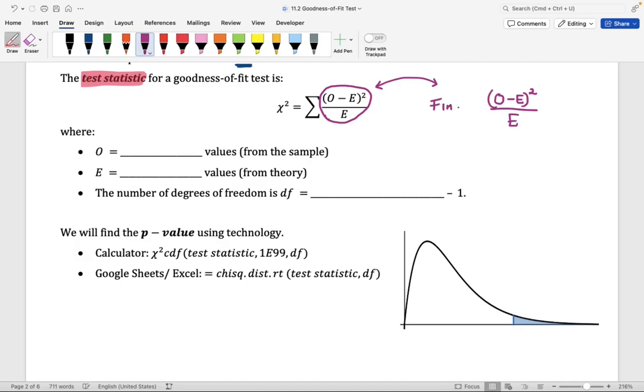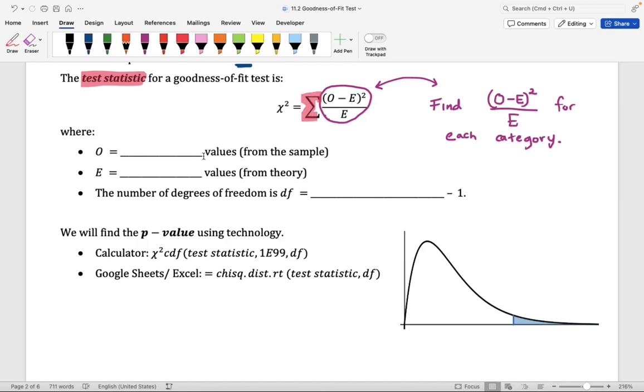We're going to find this value for each category. For each category, we're going to have an observed value and an expected value. For each category, we're going to take the observed value minus the expected value squared, divided by the expected value. Once we do that for each category, we're going to take the sum of all those values.